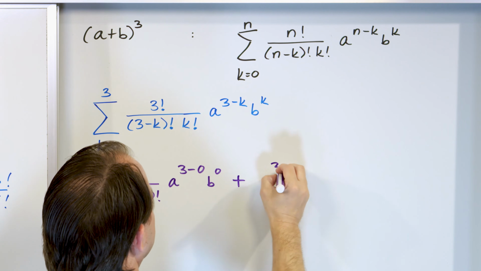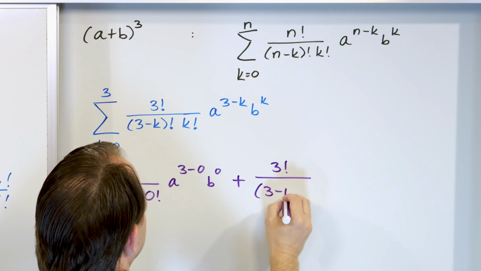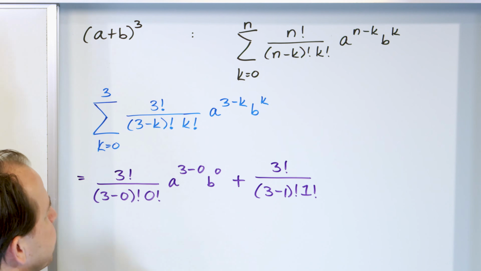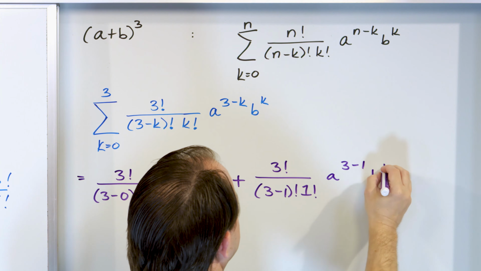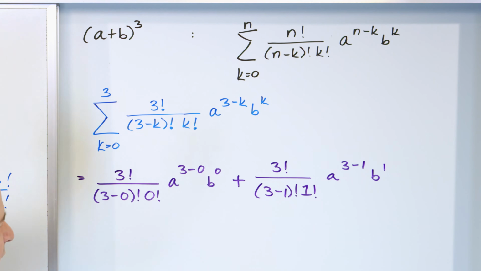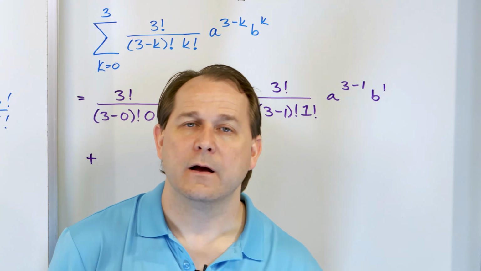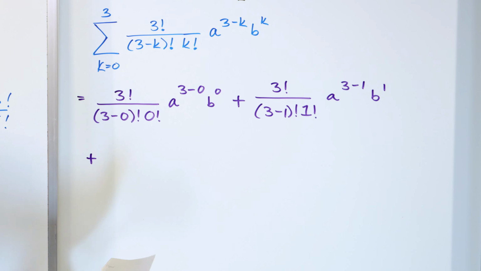We stick that in there. 3 factorial over, here k is 1. 3 minus 1 factorial, 1 factorial for k right here. Then we have a to the 3 minus 1 and b to the 1, putting k is equal to 1. You see I'm going a little faster as I go because you kind of get the hang of it. Also notice I'm not doing any math. I haven't multiplied anything. Most of the challenge is just putting in and writing all this stuff down, honestly.